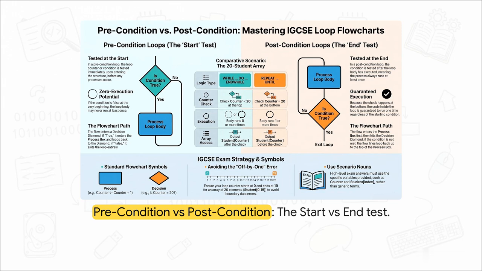Compare that to a postcondition loop, like the repeat until loop. This one tests at the very end. Because that check happens at the bottom, the code inside the loop is guaranteed to run at least one time. Once you visualize where that diamond decision box is actually placed, the operational logic becomes undeniable.